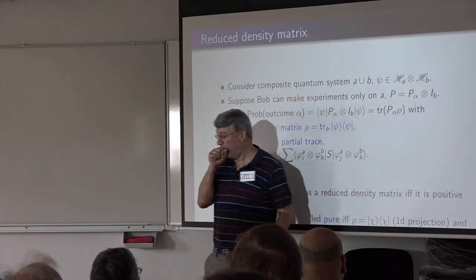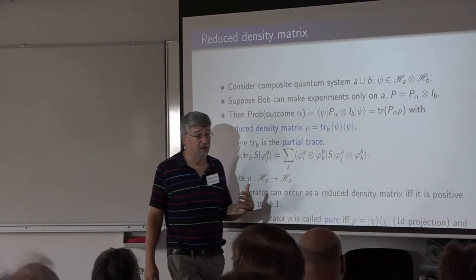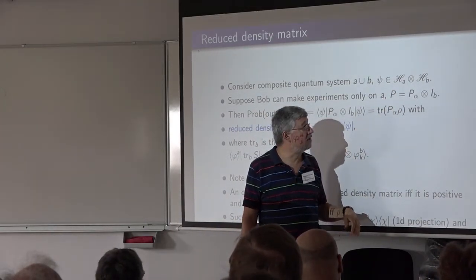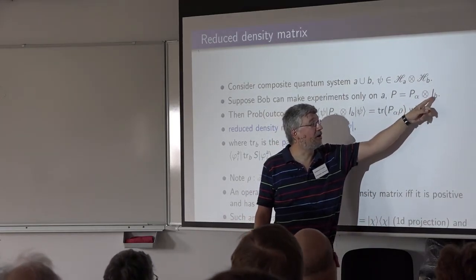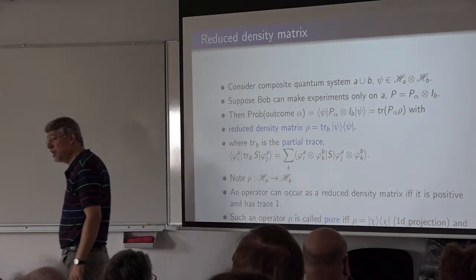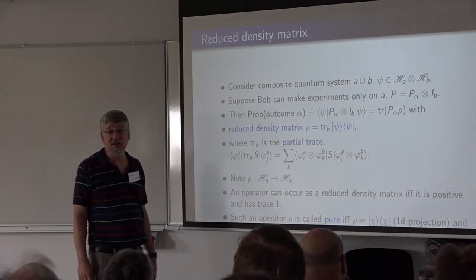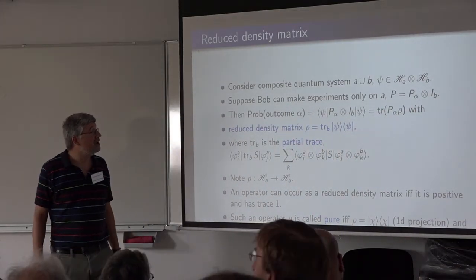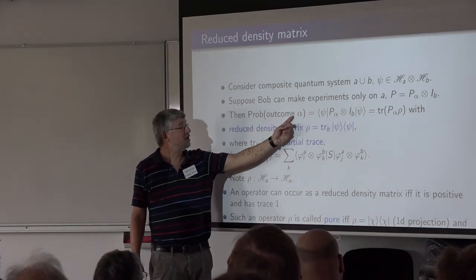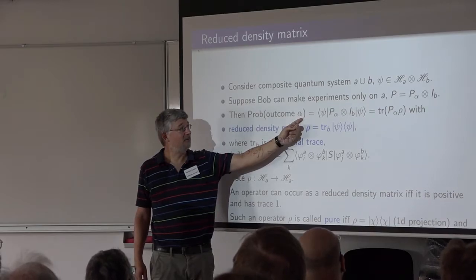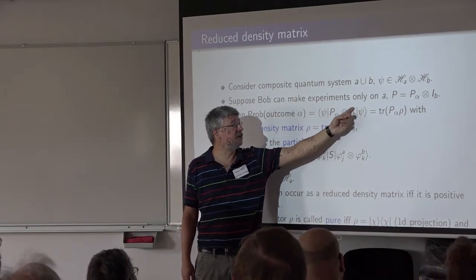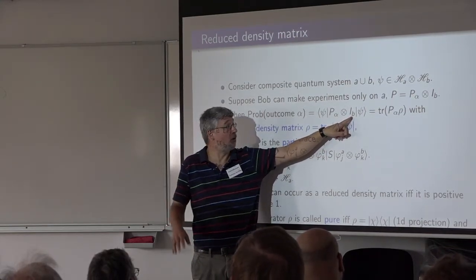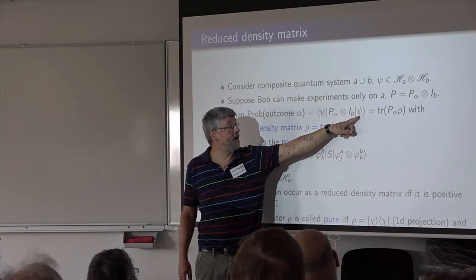Then for all of his ideal quantum measurements, all these spectral projection operators are of this form: a projection, tensor product, with the identity on the B system, or on the B Hilbert space. This is kind of a way of saying that he cannot act in any way on the B system. Now, in such a situation, the following happens. The probability of Bob obtaining a particular outcome alpha is of this form. This is the projection operator associated with alpha. It acts trivially, which means not at all, on the B system. And you have this usual formula.